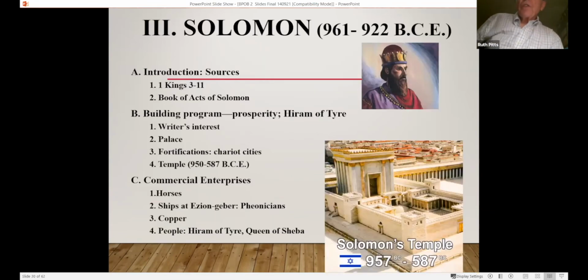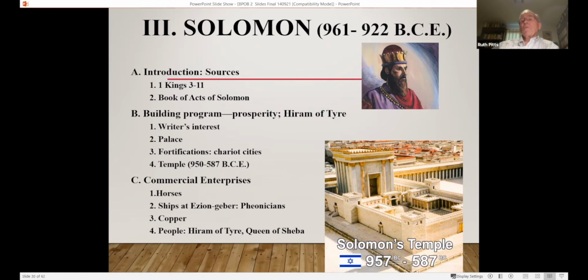So Solomon is the third and final ruler of the United Kingdom. We have various sources there, and we have this guy especially keen on building. He built a palace for himself. He built fortifications with chariots scattered around to protect this big land that David has conquered. Now, he doesn't have to go to war, so he inherits all that and has the benefits of peace.